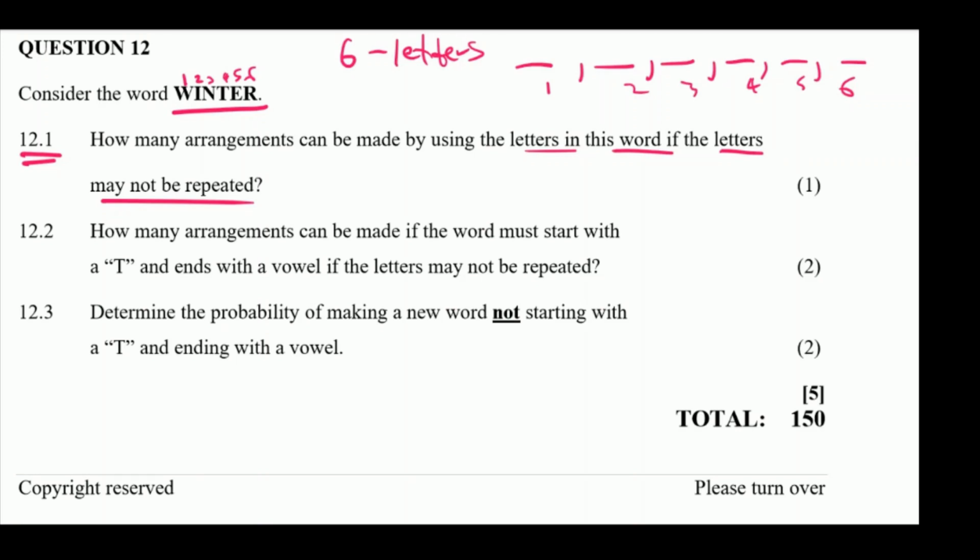How many letters do we have? 6. So the first letter would be 6 and the second letter would be 5, because we're not repeating. If we were repeating, it would be 6 again. The third letter would be 4, and the fourth letter will be 3, then 2 here and 1 here. So that is how we are arranging these letters.